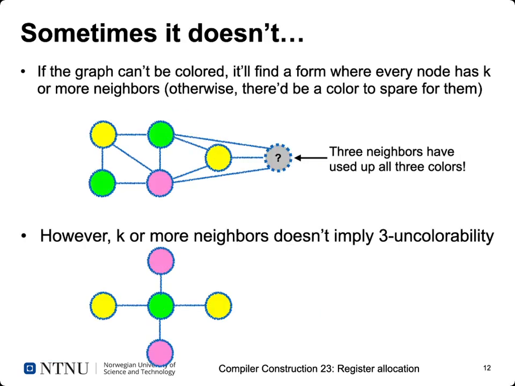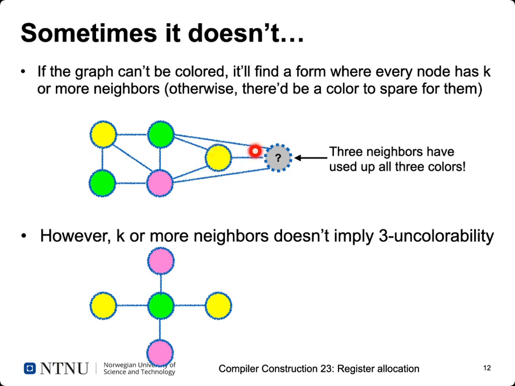So this was an example that worked pretty well, but of course sometimes this can also fail. Like if we extended our graph to have this structure here, then our algorithm will find a form where every node in our graph has k or more neighbors, because otherwise there would be a color to spare, which we could assign to this new neighbor here. So if we have this graph here, without our gray node here, this graph would still be 3 colorable, because that new node we introduced over here is not connected to the yellow one up here in any way, so we could reuse that yellow color here for our new node.